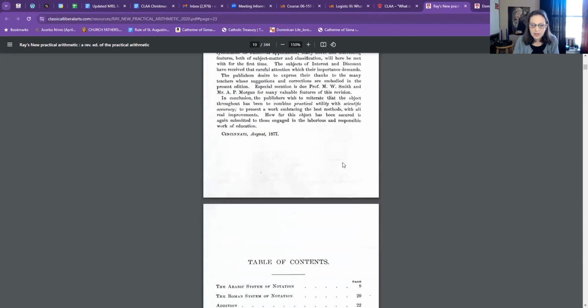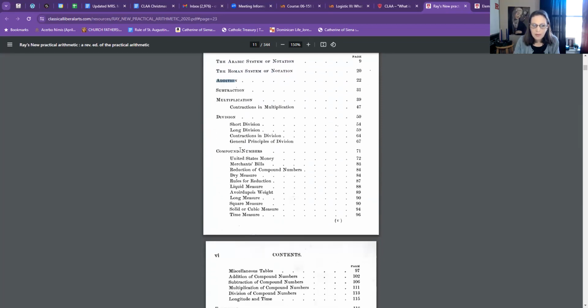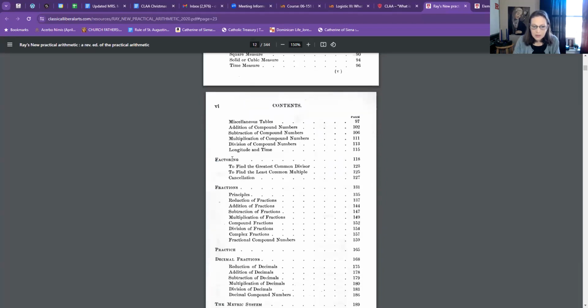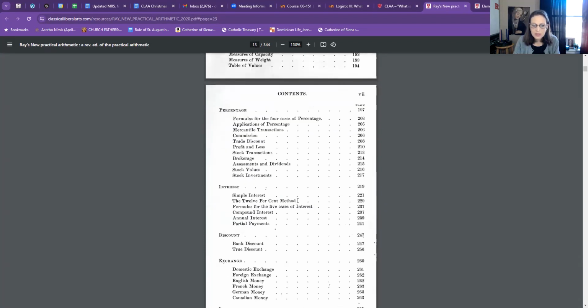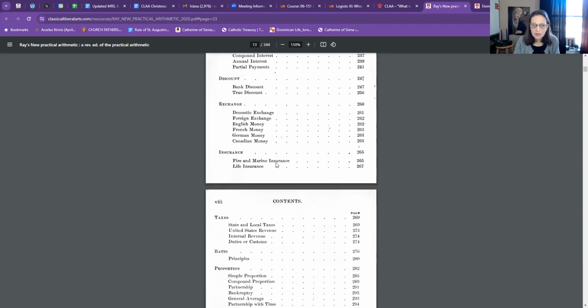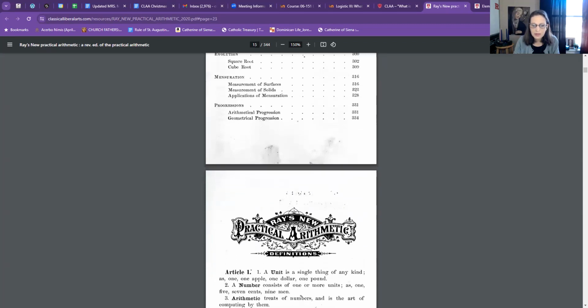So there's a preface. Let's look down at the table of contents. So the Arabic system of notation, that's our numbers, like these type of numbers. And that's where we're going to start first. Then you have the Roman system of notation, addition, subtraction, multiplication, division, compound numbers. This is where we study money and pounds and ounces and things like that. Here we have factoring and fractions and decimal fractions and the metric system and percentages and interest, discount. So you learn about insurance in this course and taxes and ratio. This course is a very, very thorough course.